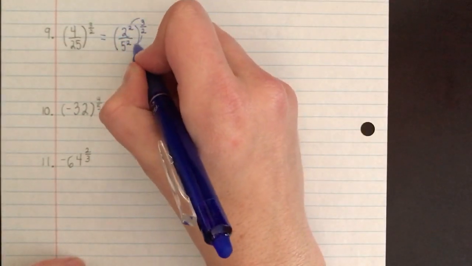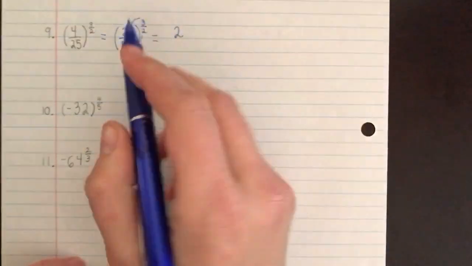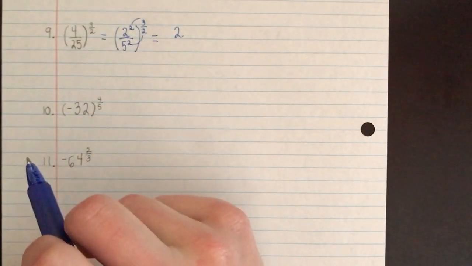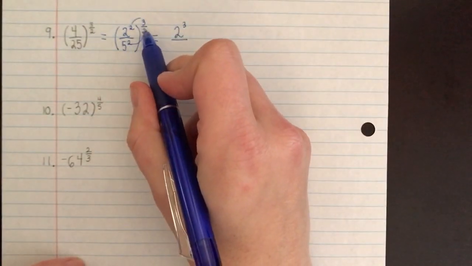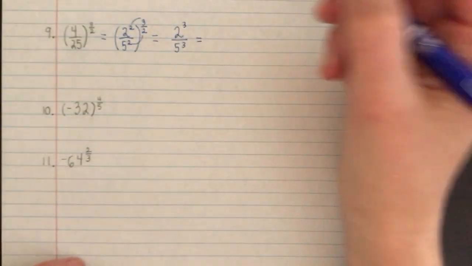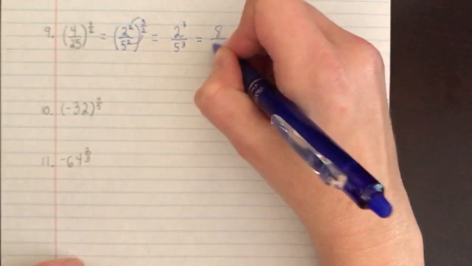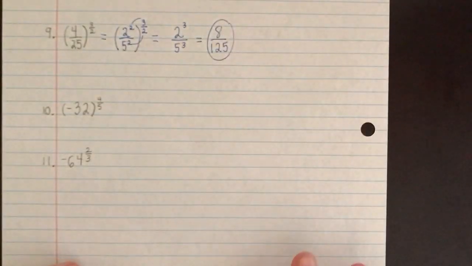So when I distribute this 3/2 into both exponents, how nice is that? That's 2 to the, what's 2 times 3/2? Well, it cleans up nicely to just 3. And then what's 2 times 3/2? Again, cleans up nicely to just 3. So you have 2 to the third, 5 to the third. So you're talking 8 over 125. And then that cannot simplify anymore, so you're done.